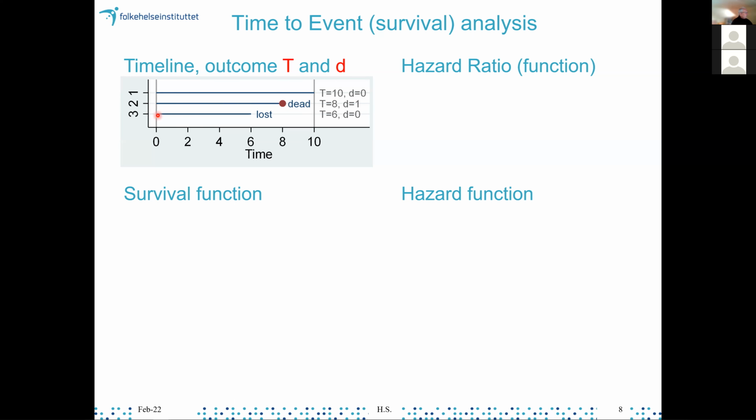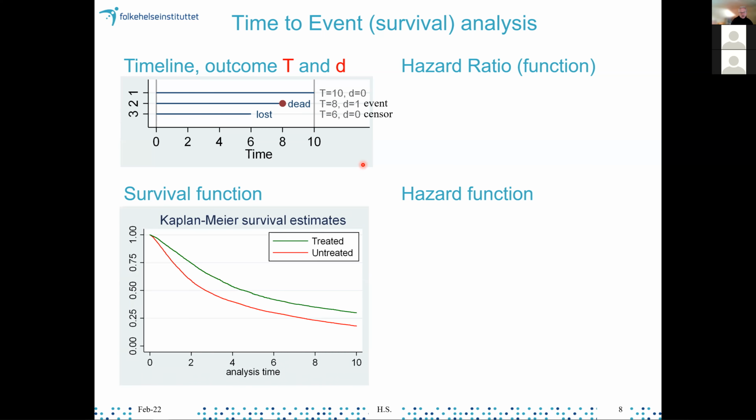And this one was starting at the beginning. At 6 years, he was lost to follow-up. So his time is 6 years and his death indicator is 0. So you see, we need both those indicators, so both those variables, the time and the indicator of event. So d equal to 1 is called the event or death, if that's what we're modeling. And those that are lost to follow-up are called censored.